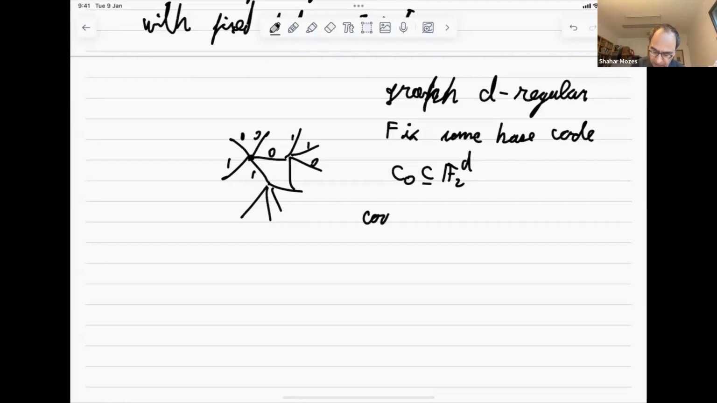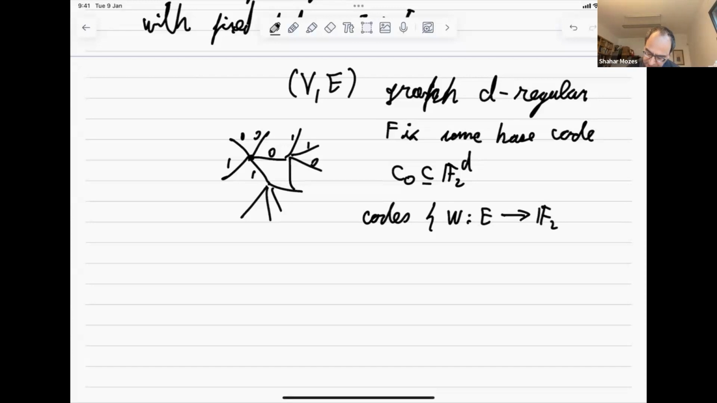So the codewords, we have a graph, maybe I call the graph G with V and E, the vertices and the edges. So the codewords are just maps W from the edges to F2, such that at each vertex v, if you look at W and restrict it to the edges at the vertex v, these belong to C0. So you look at the graph, you write zeros and ones on the edges. When you look at each vertex, you look just locally at the edges near this vertex, you see some d-tuple of zeros and ones, and you check whether this belongs to the code.